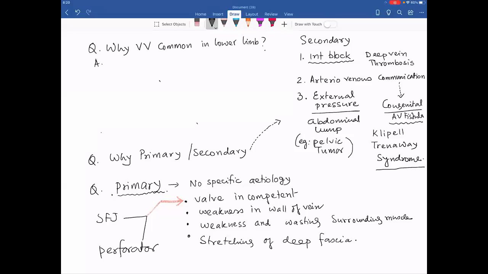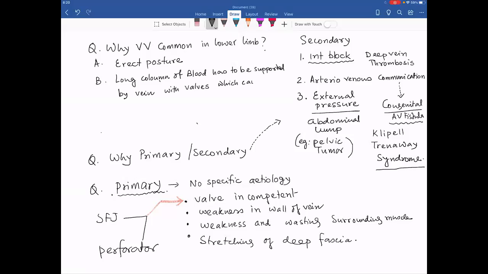Answer: because of erect posture. Number 2, a long column of blood has to be supported by veins with valves which can be damaged easily.